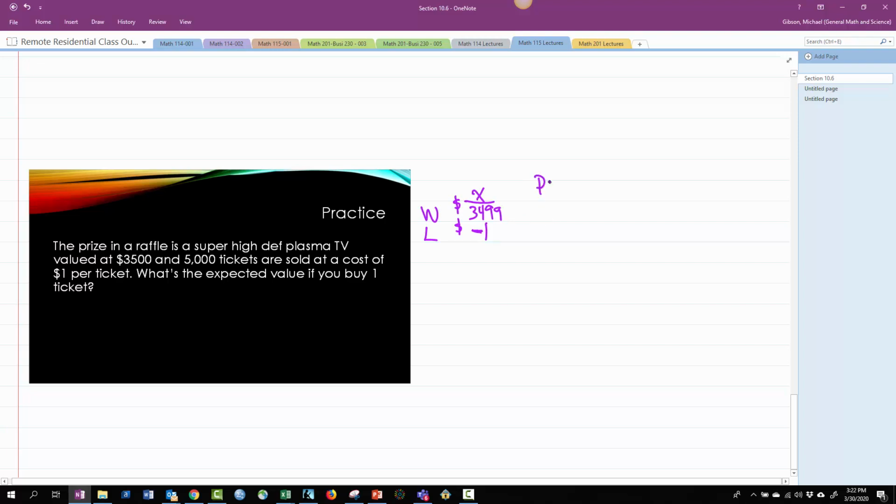Now we list the probabilities of each one. Well, you'll notice it says there's 5,000 tickets here, right? And there's only one winning ticket. So the probability of winning is 1 out of 5,000. All right, so the other 4,999 tickets lose. That's the probability of losing.